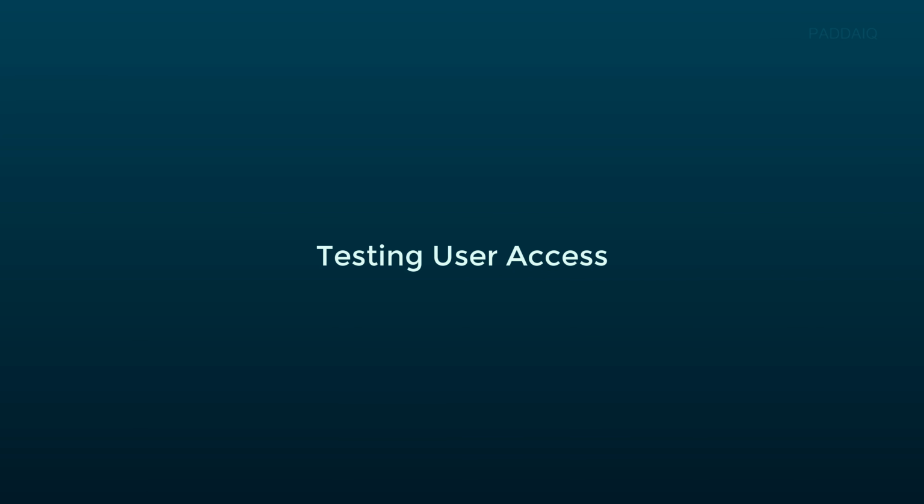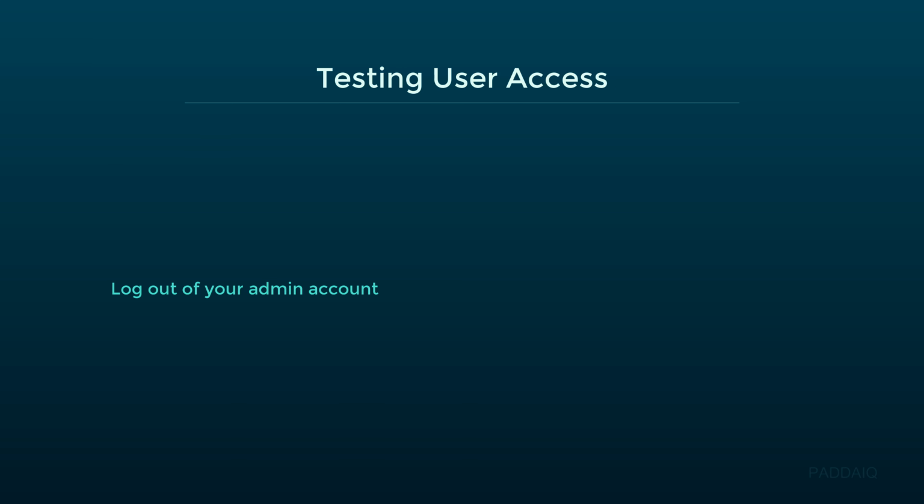Testing user access for security and compliance. Log out of your admin account. This means securely ending your administrative session to prevent unauthorized access. For example, after setting up a colleague's permissions, log out so they can test their access safely. Always log out to protect sensitive system configurations.